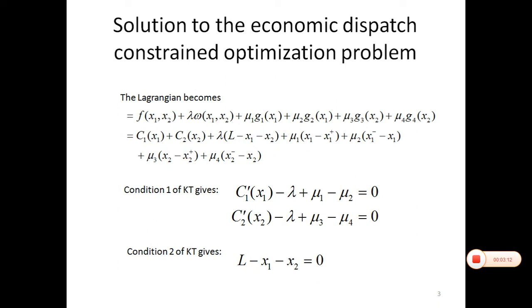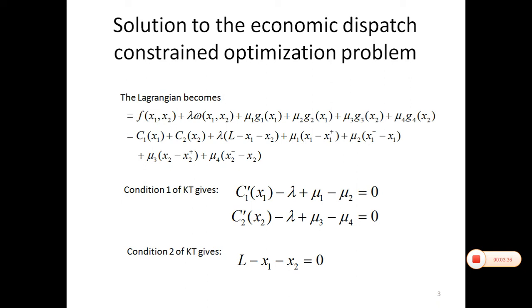So this will be plus lambda W(x1, x2), and we have four inequality constraints, represented by g1, g2, g3 and g4. The scaling variable is represented by mu. So we'll have four mu's: mu1 g1 plus mu2 g2 plus mu3 g3 plus mu4 g4.